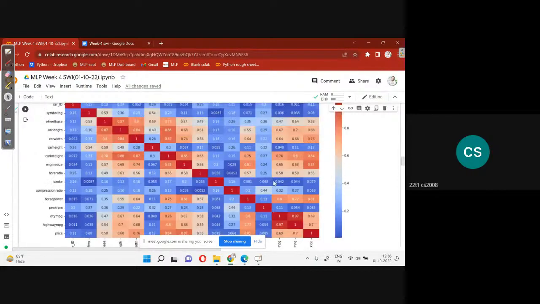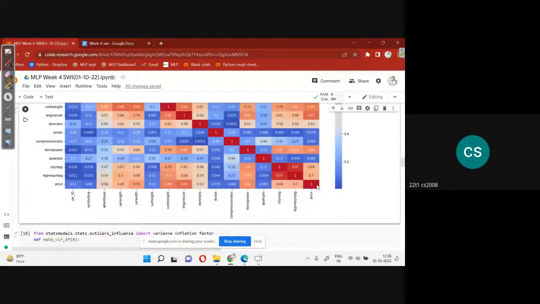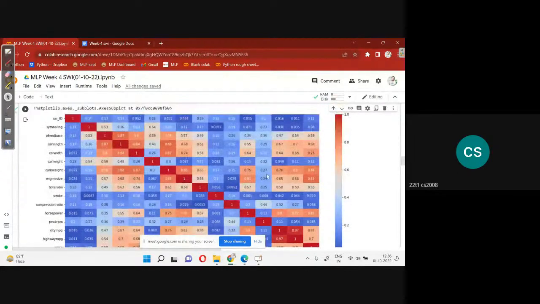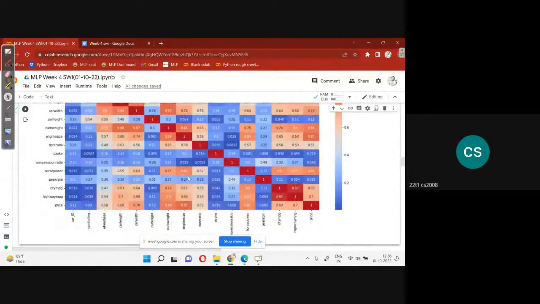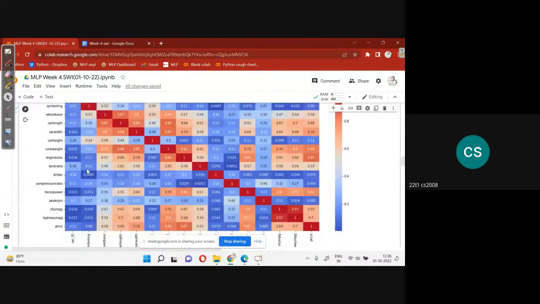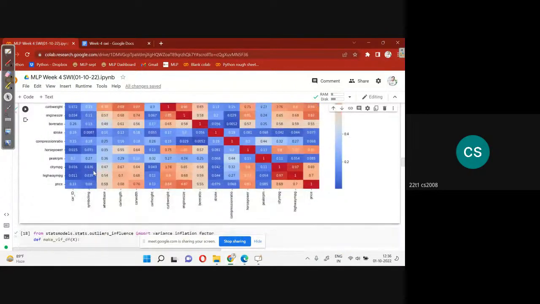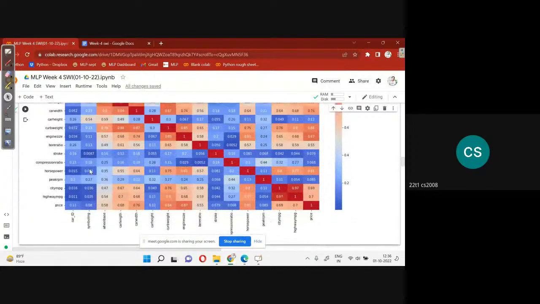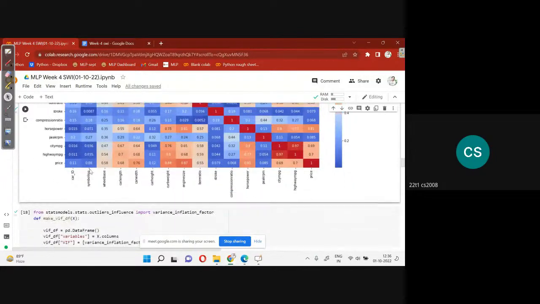From this you can say that, but this is just to understand; you have to drop those variables which are highly collinear, which have high correlation values. The basic assumption of linear regression is that your features should be independent. So before using linear regression, you have to remove the multicollinearity.